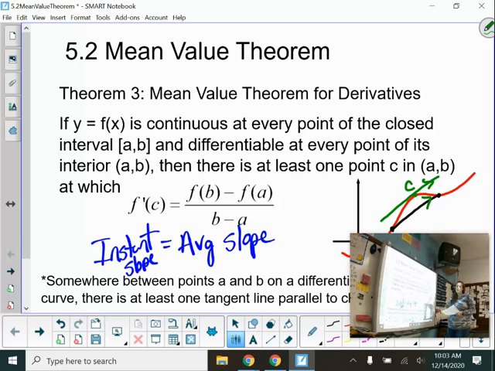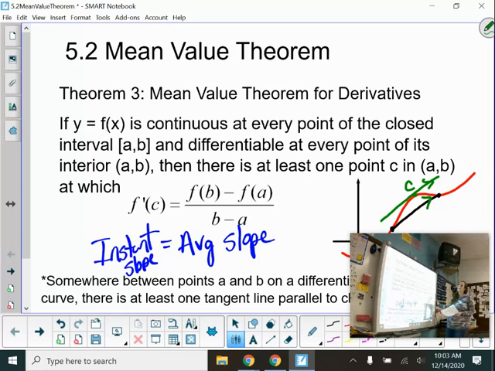This is your mean value theorem for derivatives. You do have to state that it is for derivatives because there's also a mean value theorem for, I'm blanking on the name here, mean value theorem for antiderivatives, which are for integrals that we will be using when we get to chapter 6 and 7.